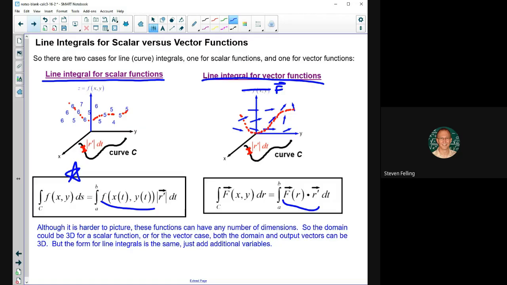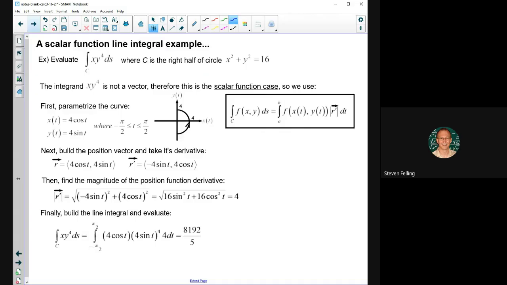What I want to do next is just do 2 examples. I'm going to do one example of a scalar and one example of a vector, so you can see how it works. And you'll find that although it might be hard to conceptualize what's happening, the computation of it is not that hard once we get the parameterization. Sometimes the parameterization is the hardest part.